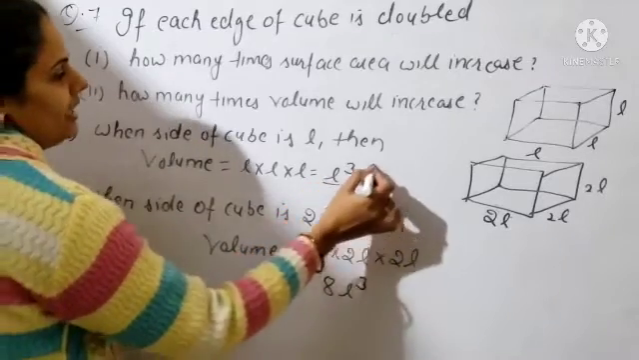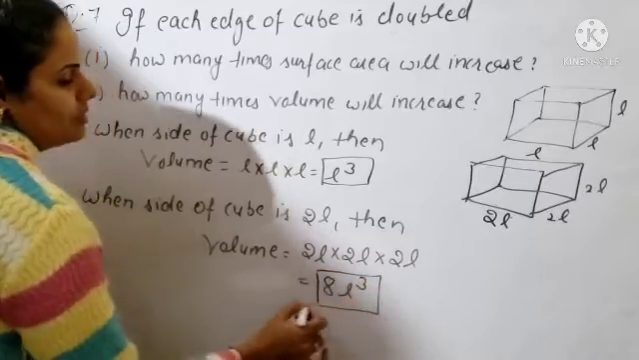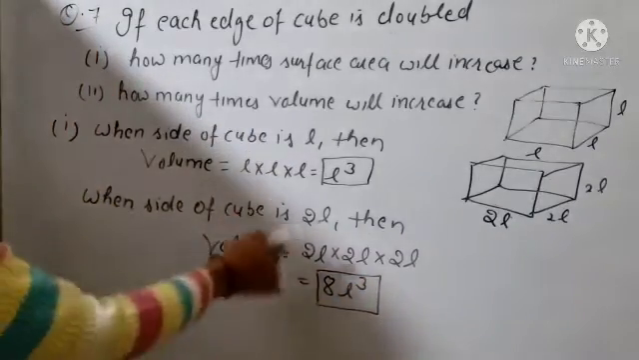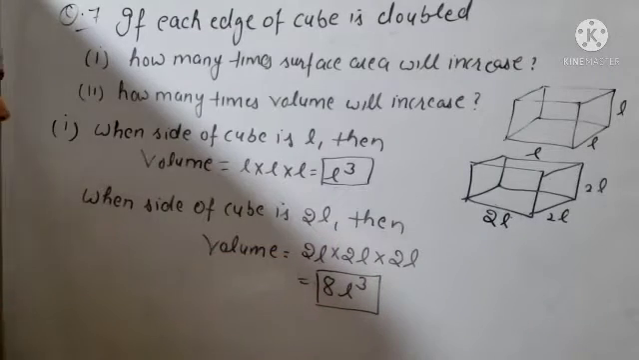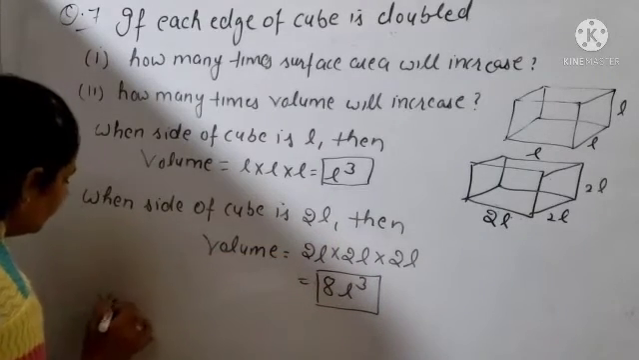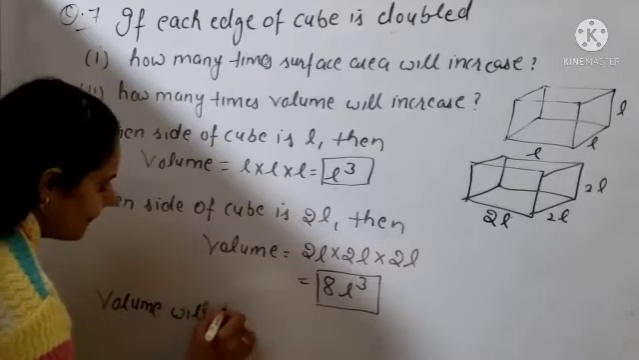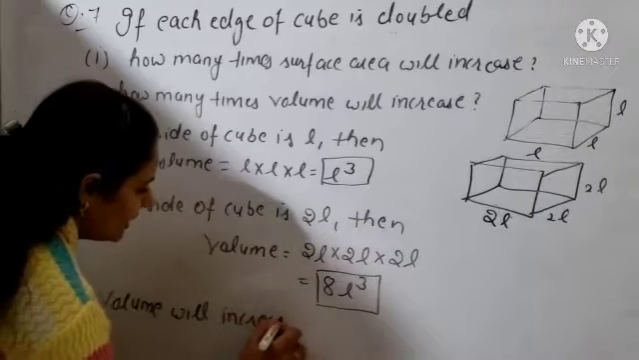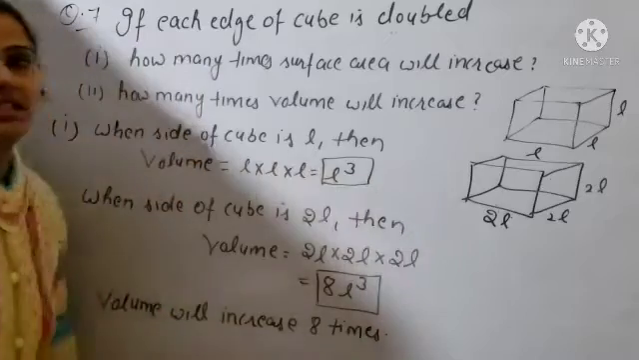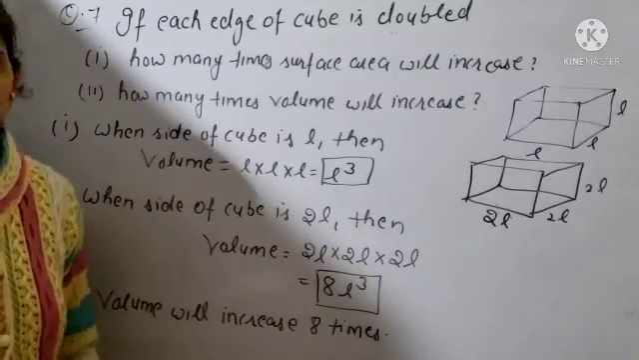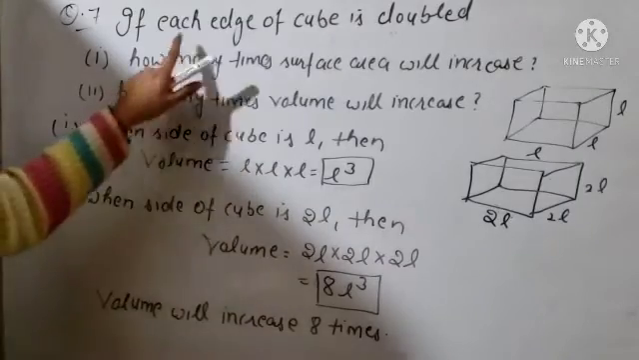So when the side was L, the volume was L cube. Now the side is 2L, so what is the volume? The volume is 8L cube. So how many times is it increasing? It is L cube and it is 8L cube. It means 8 times. So you can write down, volume will increase 8 times. Is it clear?